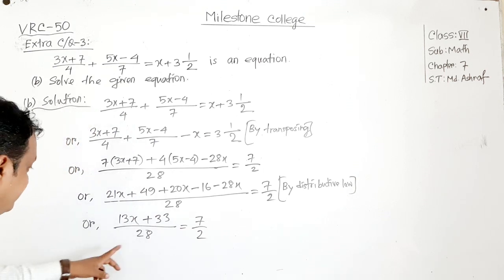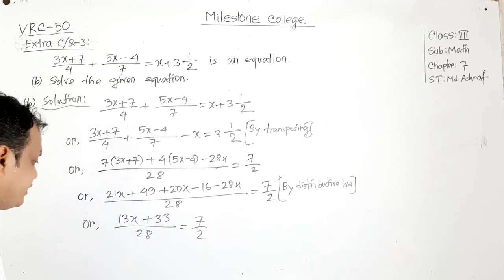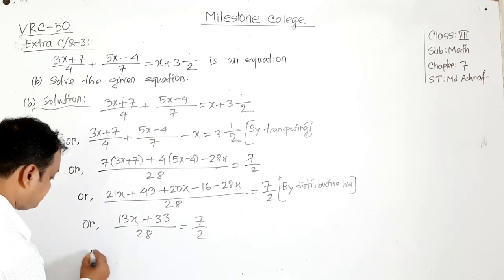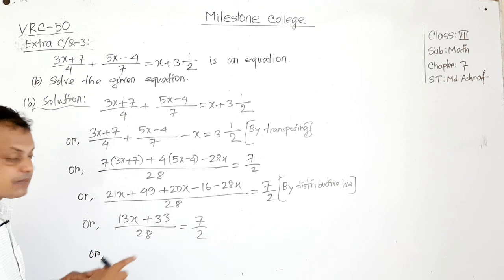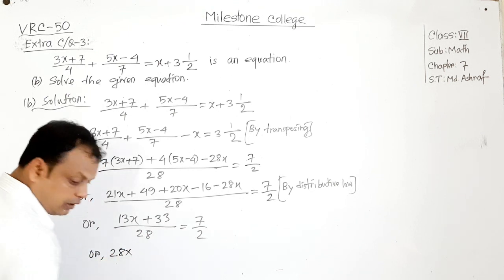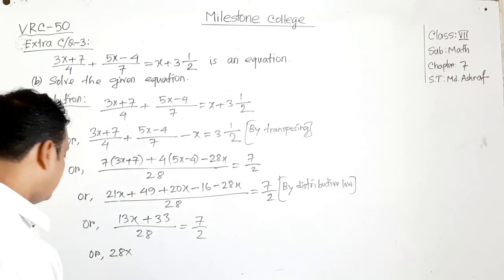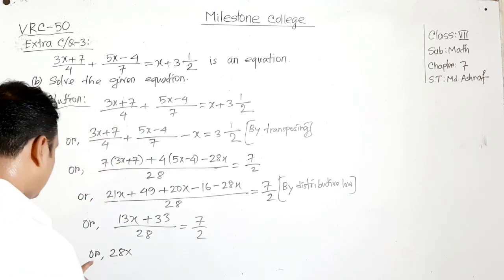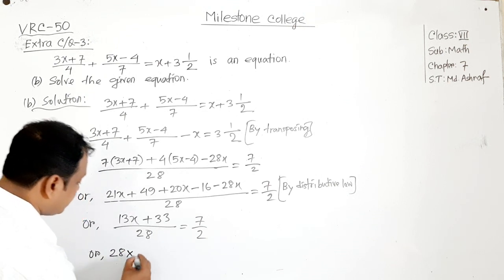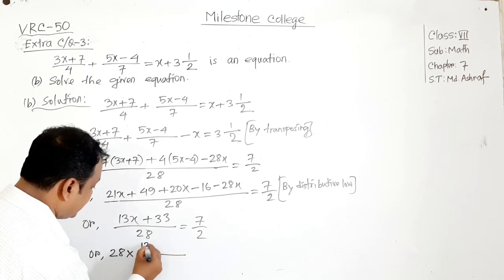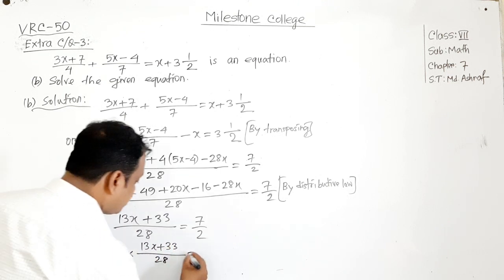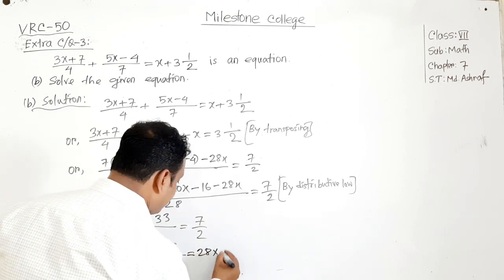Now we want to eliminate 28. So how can we eliminate 28? We can eliminate 28 by multiplying both sides by 28. So multiply both sides by 28. Okay, multiply, here we will get 13x plus 33 divided by 28 equals 28 multiplied by 7 by 2.